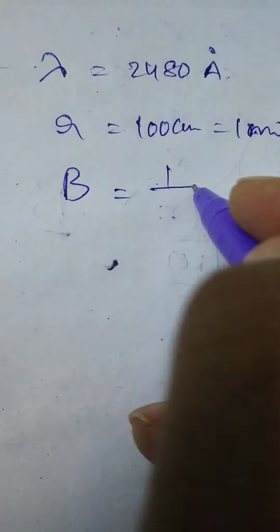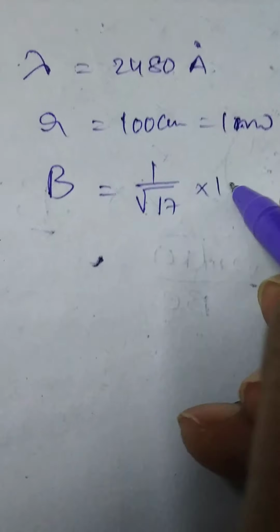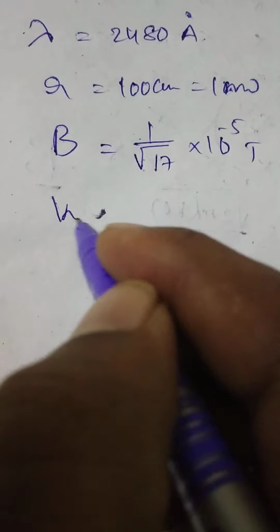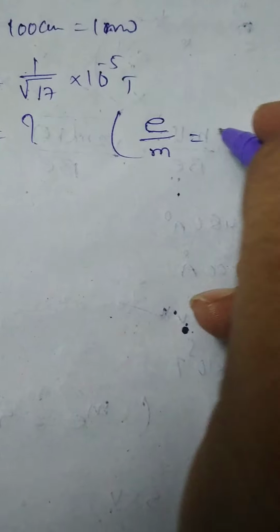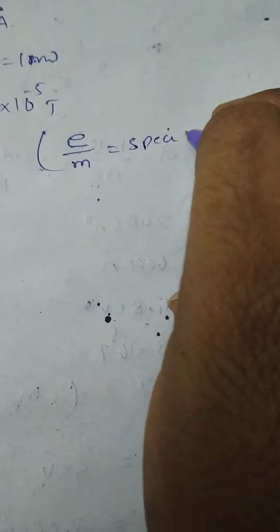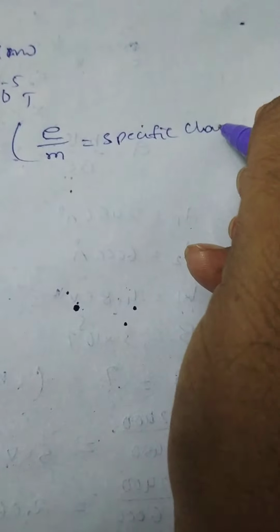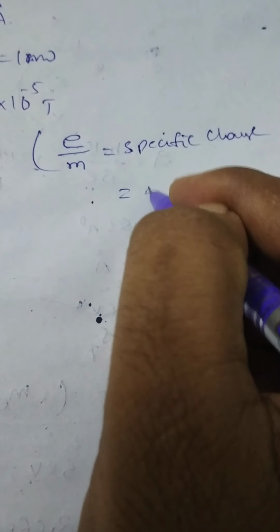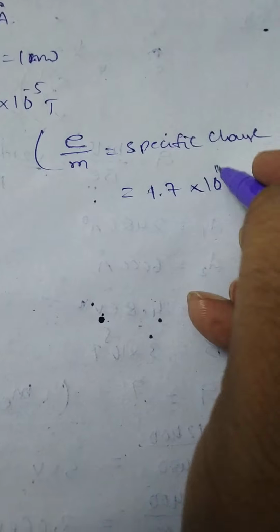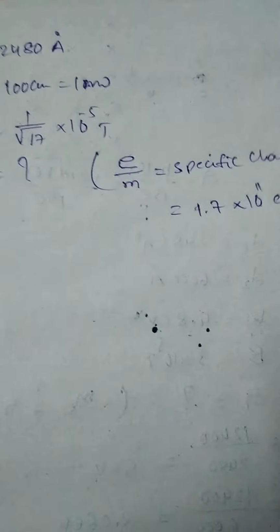in a magnetic field of flux density, meaning magnetic induction field. Flux density B is equal to 1 by root 17 into 10 to the power minus 5 Tesla. Find the work function of the barium surface, the photometal. Given the specific charge of the electron. Specific charge means the ratio between charge and mass of the charged particle. It is given as 1.7 into 10 to the power 11 coulomb per kilogram.